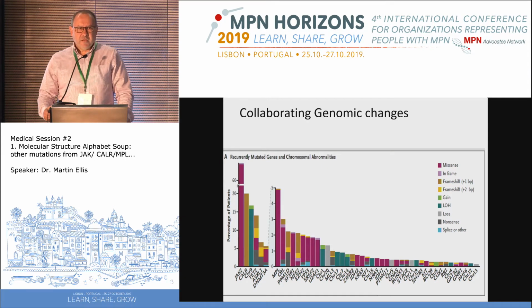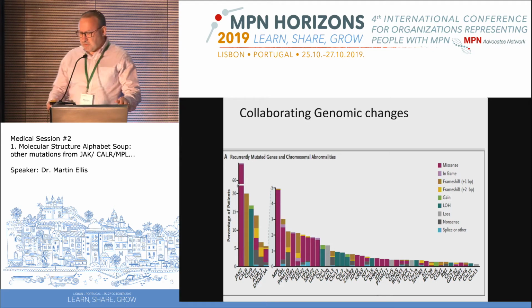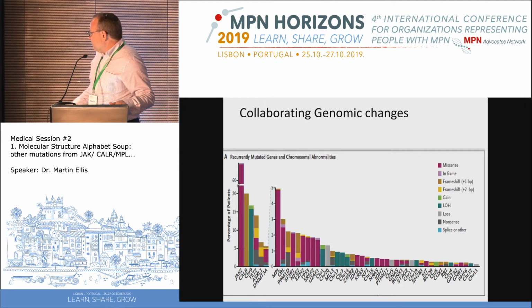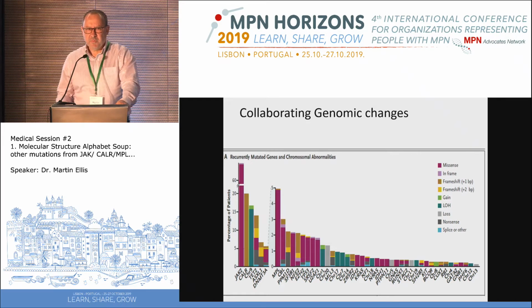And again, by comparison to some other malignant diseases like cancer of the pancreas or lung, there are relatively few gene mutations in these diseases. And so this is just a flavor of what we're dealing with in the number of mutations across the spectrum of patients that we may encounter.